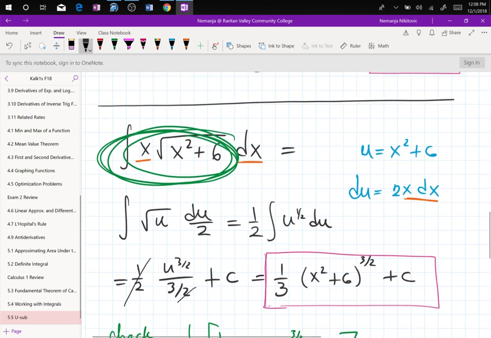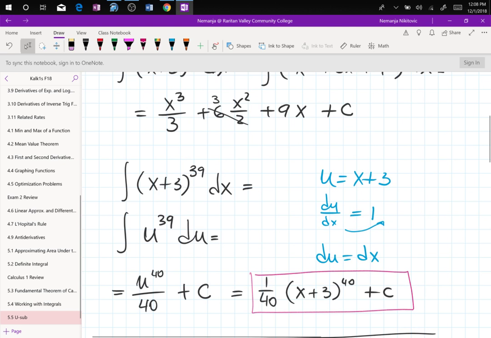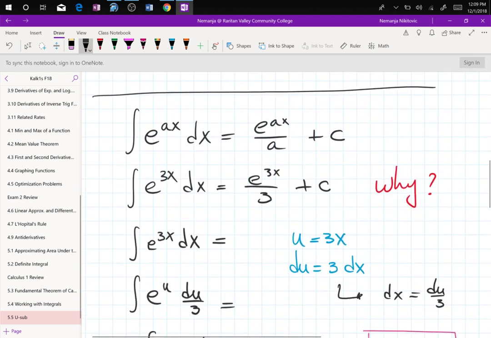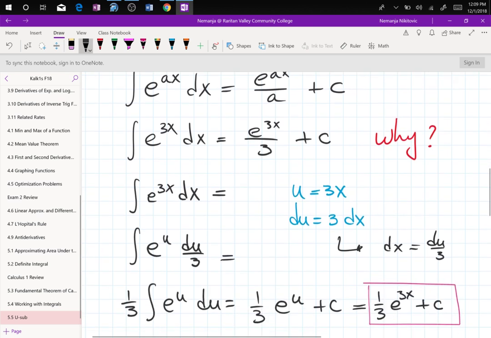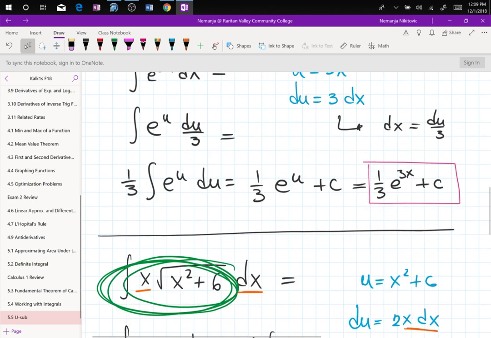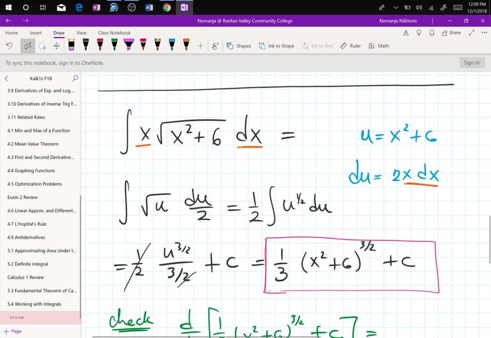So for each of these problems so far, we looked for a way to make the problem simpler by uniting this into a single variable so that we can deal with u to the 39 rather than x plus 3 to the 39. Over here, even though we did memorize this before and we know how to solve it, now we know why that works. And finally, our problem here, well, no, there was nothing extra here. It's fine.